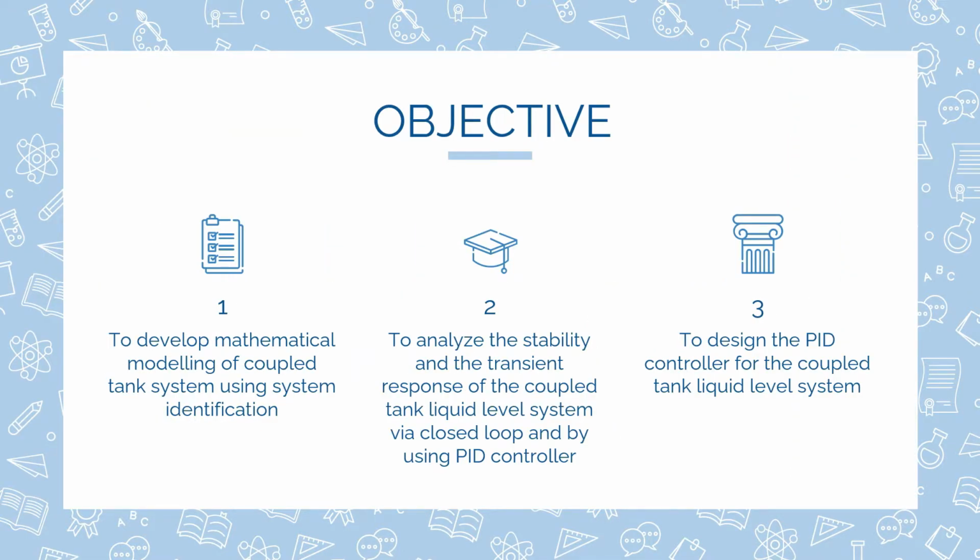First objective of this project is to develop a mathematical model of the coupled tank system by using system identification. Second is to analyze the stability and the transient response of the coupled tank liquid level system via closed loop and by using a PID controller. The third objective is to design the PID controller for the coupled tank liquid level system.